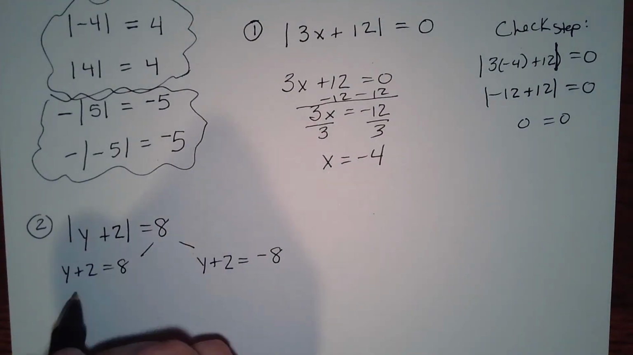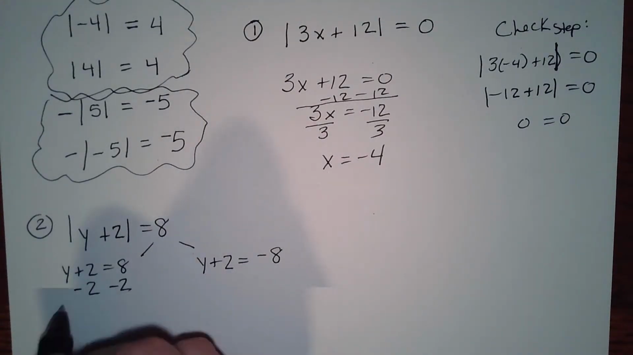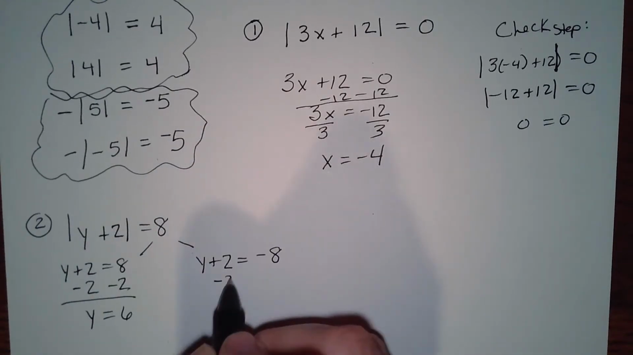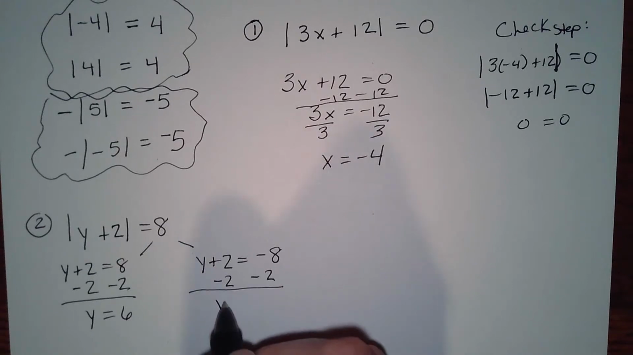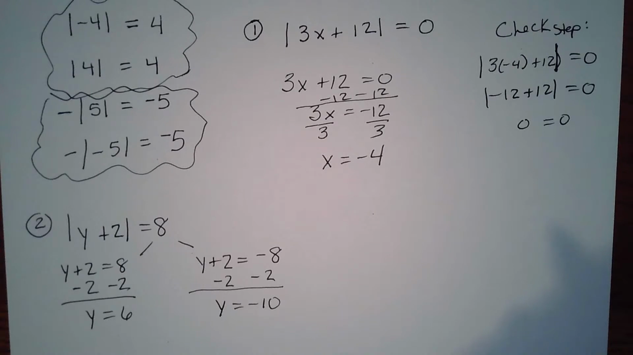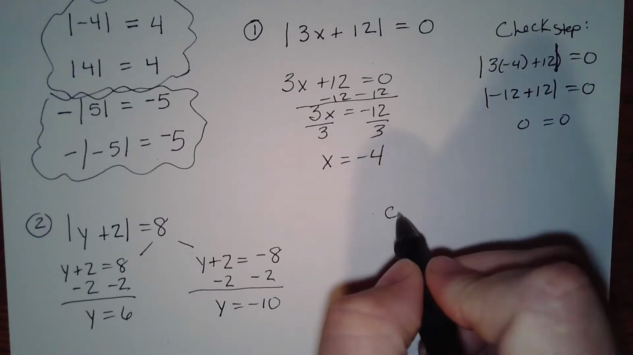So I'm going to subtract 2. And y equals 6. And I'm going to subtract 2 here, which means y equals -10. Now, if you're wondering, how does this work? Well, let's do a check step.